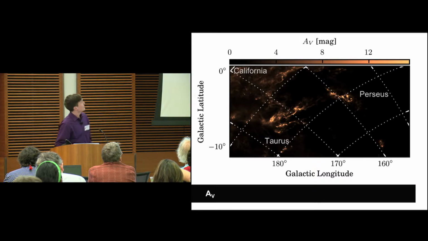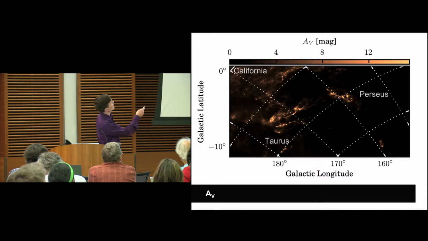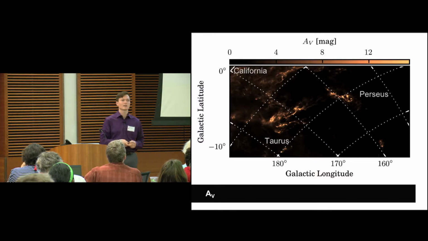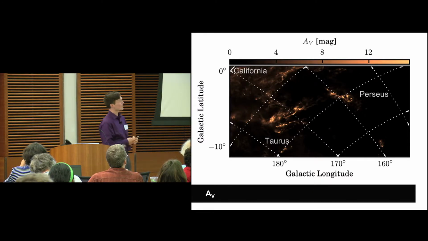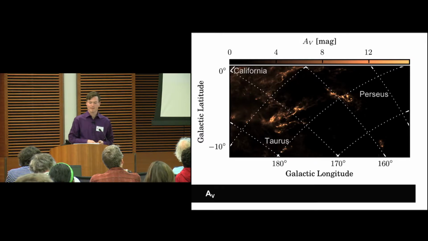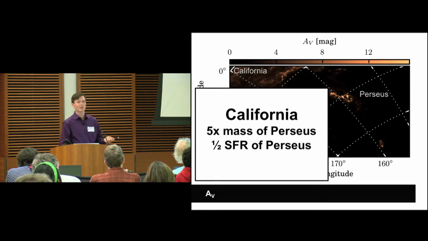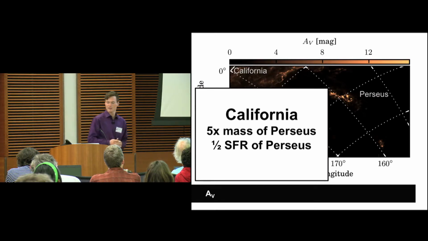So here is a map of the Planck optical extinction of the Perseus and California and Taurus molecular clouds. So we are extending the Lee et al. 2012 sample from the Perseus cloud to California and Taurus. And this sample of giant molecular clouds will allow us to test these models in different environments. For instance, California has 5 times the mass of Perseus, yet half the star formation rate.